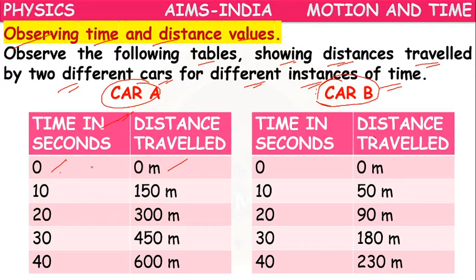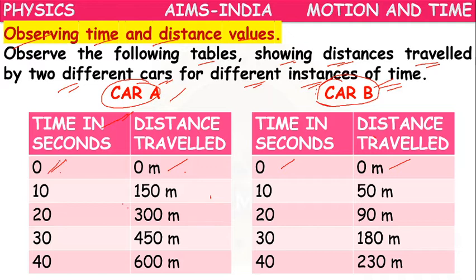In how much time, how much distance traveled by car A is given in the first table. In how much time, how much distance is traveled by car B is given in the second table. So by observing the time and distance, we have to tell whether they are in uniform motion or non-uniform motion.